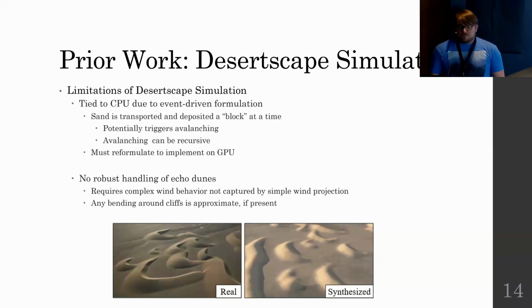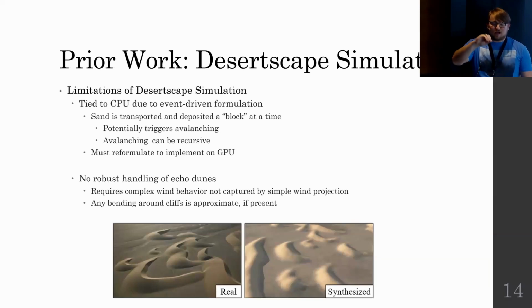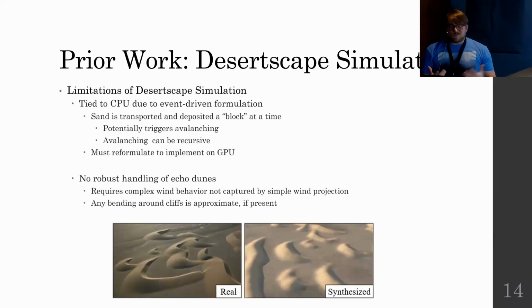Okay. There's also no robust handling of echo dunes. In those environments, anytime you would have steeper cliffs or terrain, the dunes would just climb right over it. You don't have any of that echo dune forming in front of these cliff faces. That's because the wind model is just not complex enough to capture those reverse eddy currents. So we wanted to explicitly handle that.